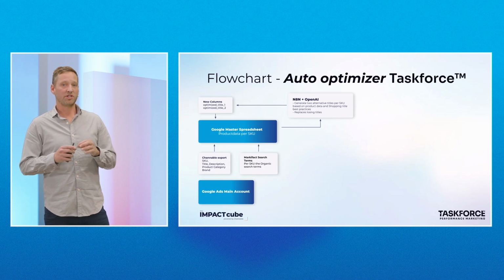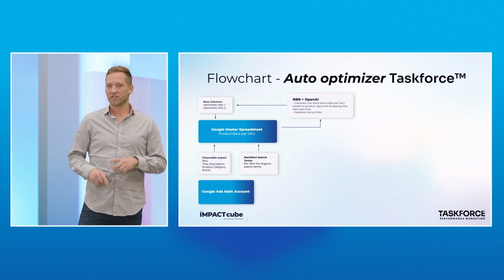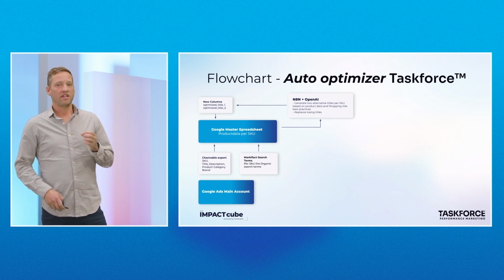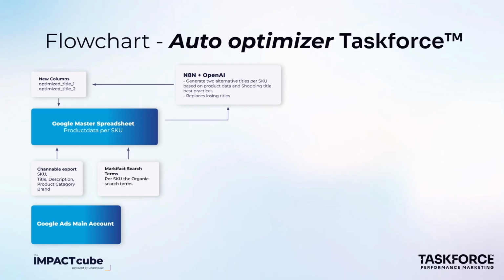Next, we push the spreadsheet data via N8N into OpenAI. N8N connects all the data points, and OpenAI does the magic. For each SKU, OpenAI generates 2 alternative product titles. One is based on the additional attributes from the base feed, and another title is based on organic search term data from Markeffect. If neither source is available, OpenAI follows our detailed vertical-specific instructions to rewrite the title, allowing the system to learn from our past experience.